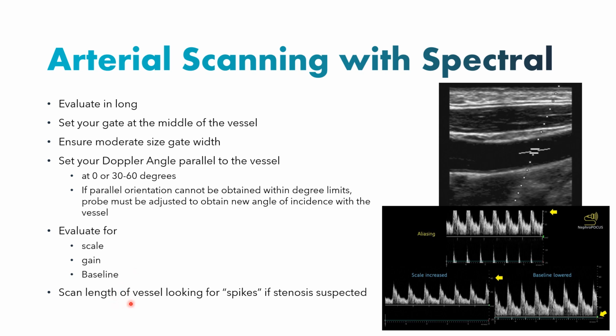Now, if you happen to find a stenosis, we talked about last week how the velocity is going to peak in the center of a stenosis. So let's say that there was a stenosis right in this region. I would take my gate and I would slowly walk it through that stenosis, looking for any spikes or peaks of velocities, and that's where I would take my measurements at the stenosis.